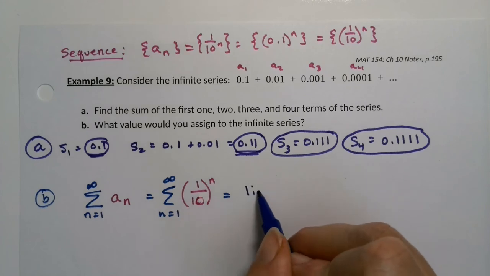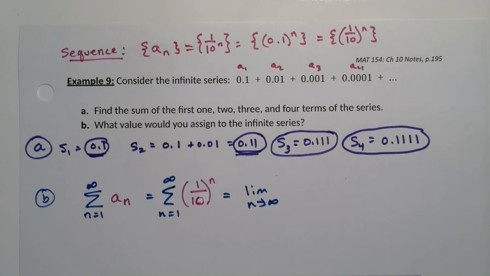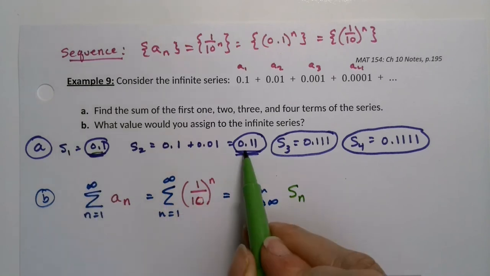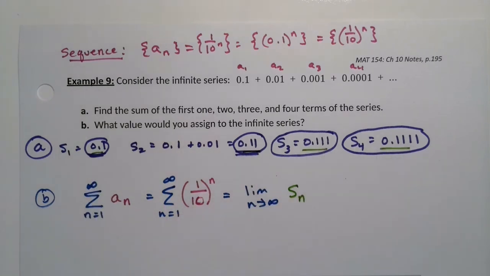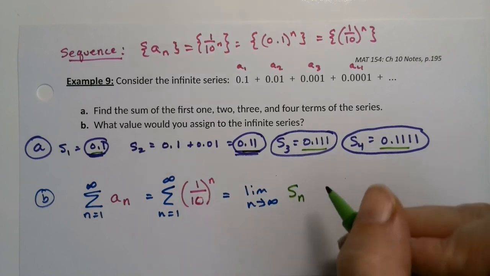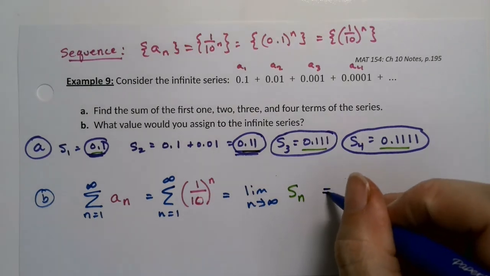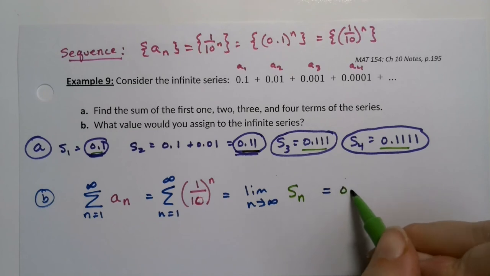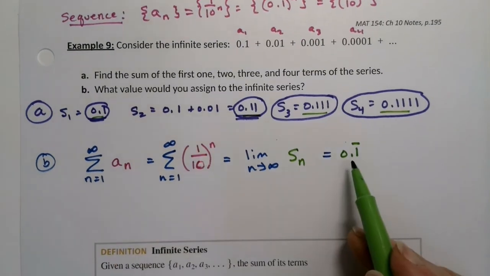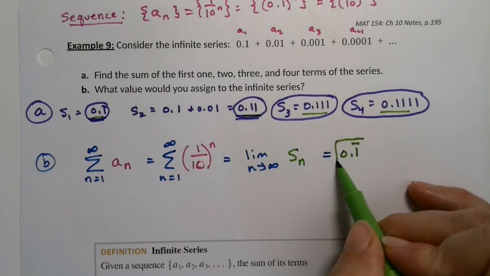It's equal to the limit as n goes to infinity of our partial sum sequence, which is right here. The partial sum is these values right here. So what is that partial sum? Where are we going to? Well, we just keep adding on: 0.1, 0.11, 0.111, 0.1111. Where is this going to? Well, it's going to 0.1 with a bar on its head. It's heading to 0.1 repeating. So what is that? That's perfectly acceptable as an answer.